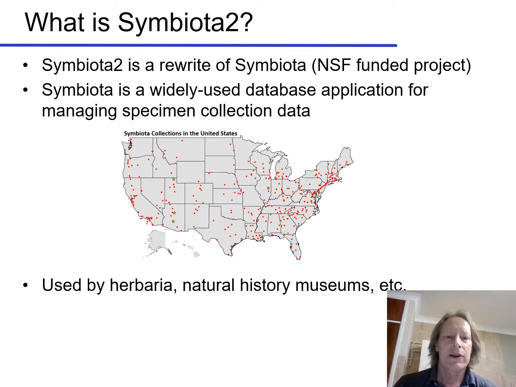Symbiota2 is a web database application, and it's a rewrite of Symbiota. Both projects were funded by NSF. Symbiota is a widely used database application for managing specimen collection data. Who collects specimens? Herbaria, natural history museums, and others. This map shows Symbiota collections within the United States, but Symbiota is used within other countries as well.